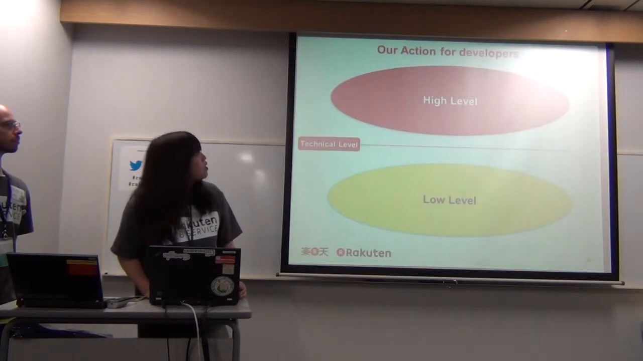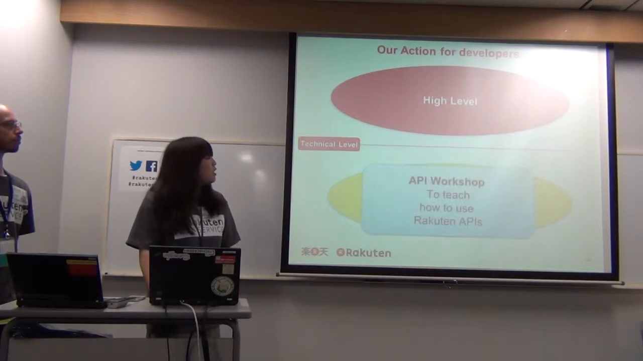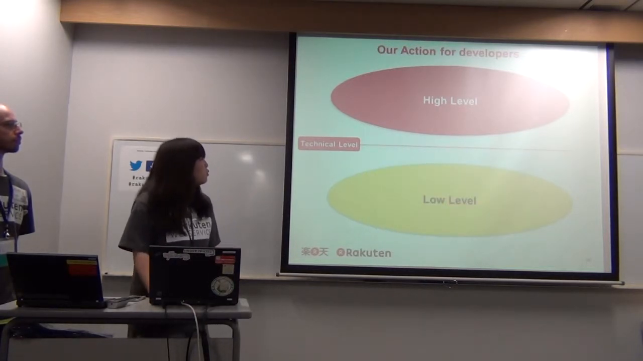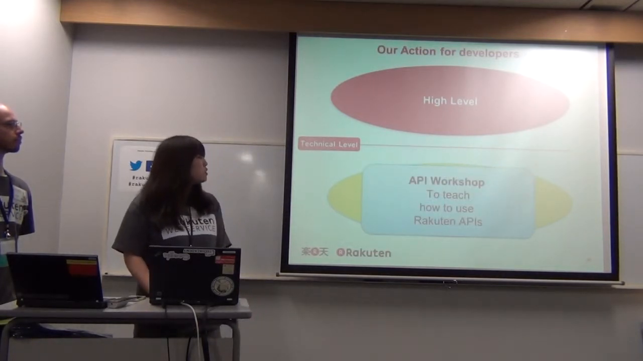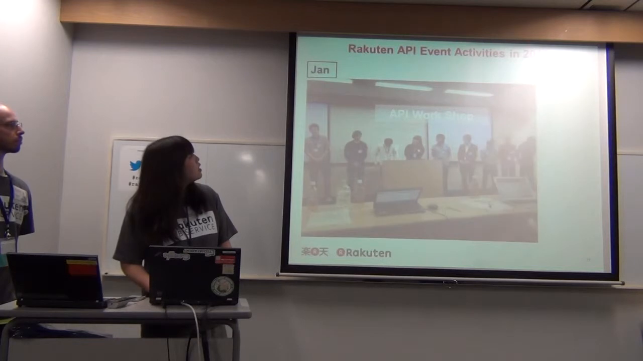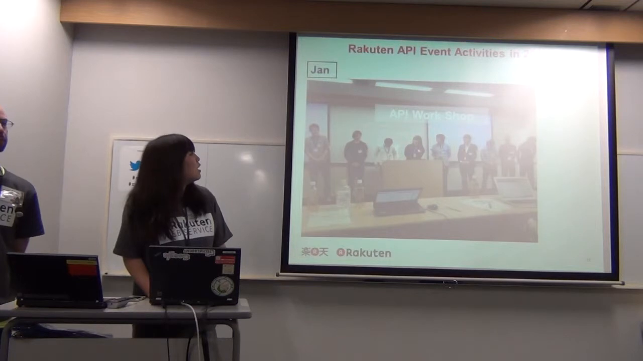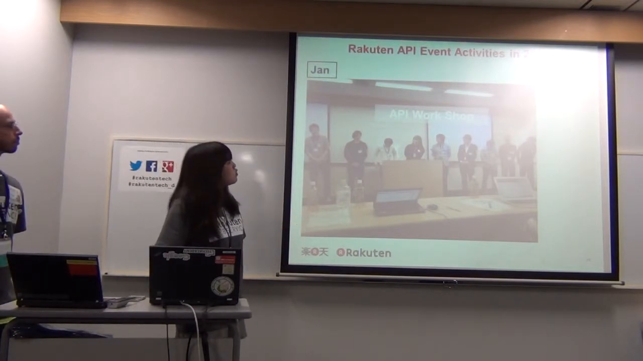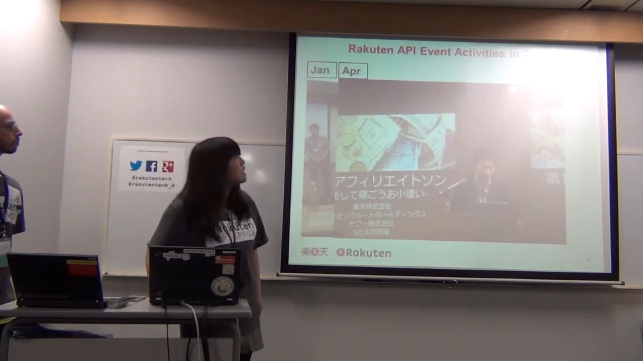So from 2013, we started hackathon events and workshop events. For low-level developers, we had an API workshop to teach how to use Rakuten API. And for high-level developers, we had a hackathon event to promote Rakuten APIs. These are the API event activities in 2013. This is an API workshop picture. And this is the affiliate hackathon, which focused on affiliate.